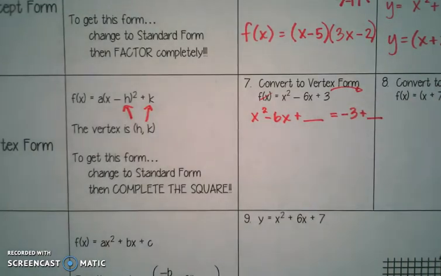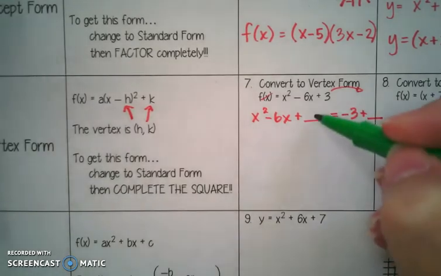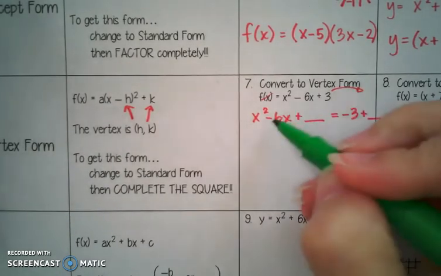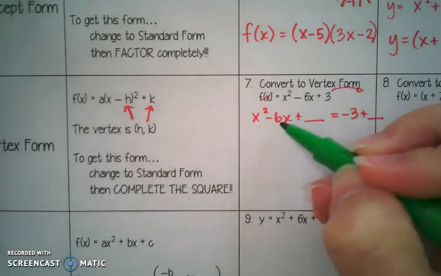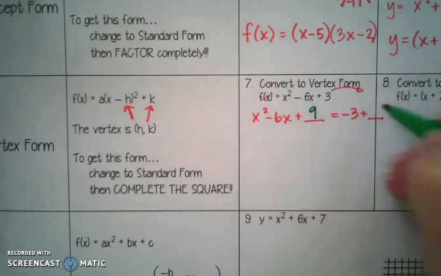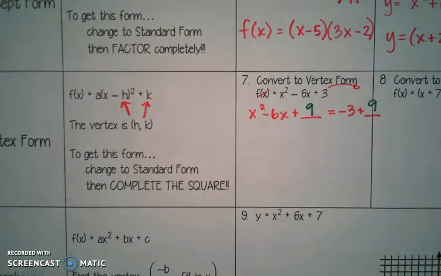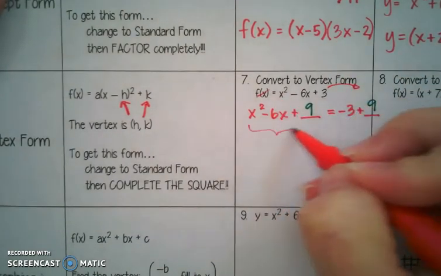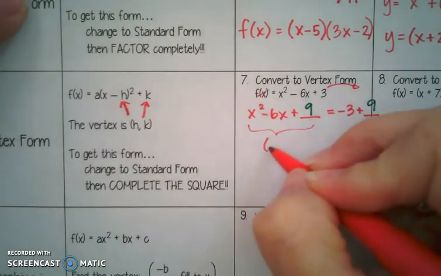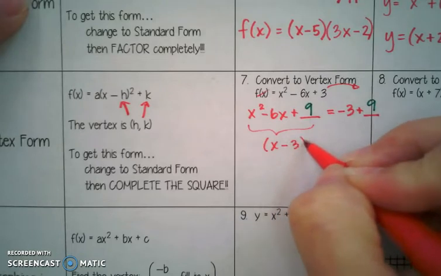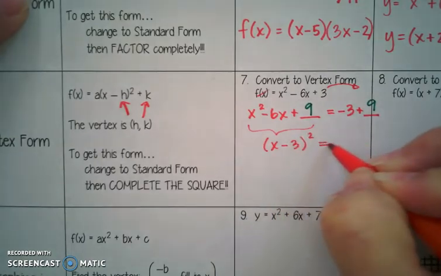Then this is where we need to think of what the magic number is. So the number that should go in this spot is going to be half of this squared. So half of negative 6 would be negative 3 squared would be 9. All right, so now on this side, now we can factor this. So this would be x minus 3 squared equals 6.